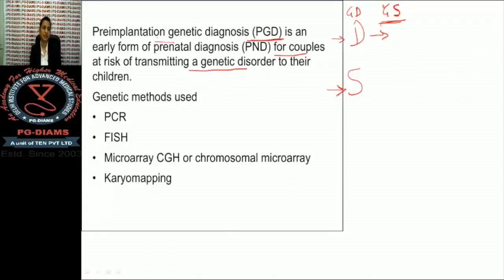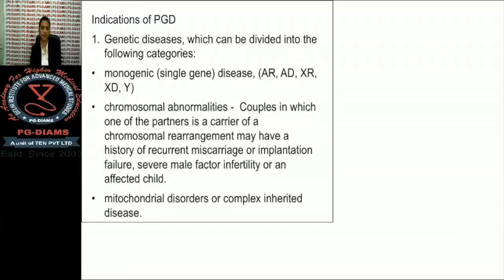Genetic methods which we use. The methods for diagnosis and screening will also differ, because here you have to test only one gene, while for screening you have to screen the entire chromosome, or at least the chromosomes which have a high risk of aneuploidy and affecting the baby. So the genetic tests done are also a little different. Genetic methods used here are PCR, FISH, microarray, CGH and karyomapping. This is not karyotyping, karyomapping. Karyotyping will tell you about large chromosomal abnormalities. Karyomapping is a new method of detection of genetic disorders.